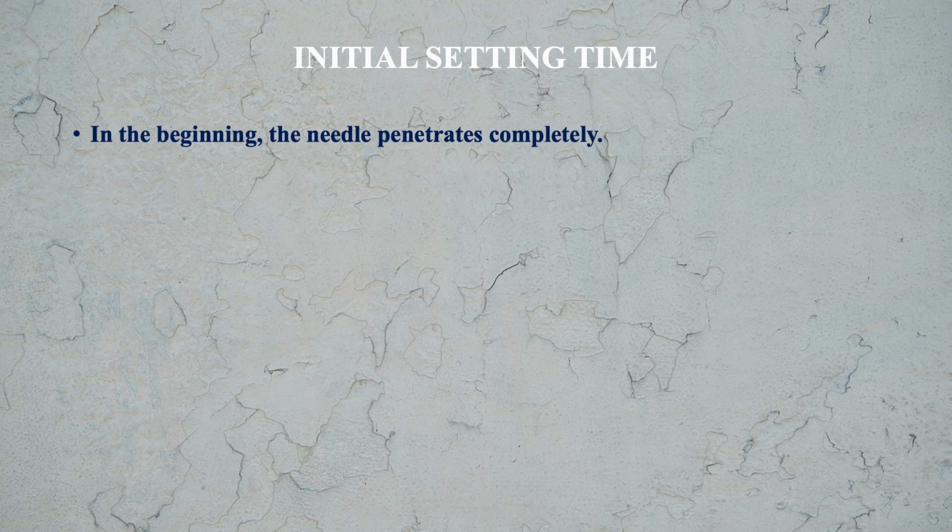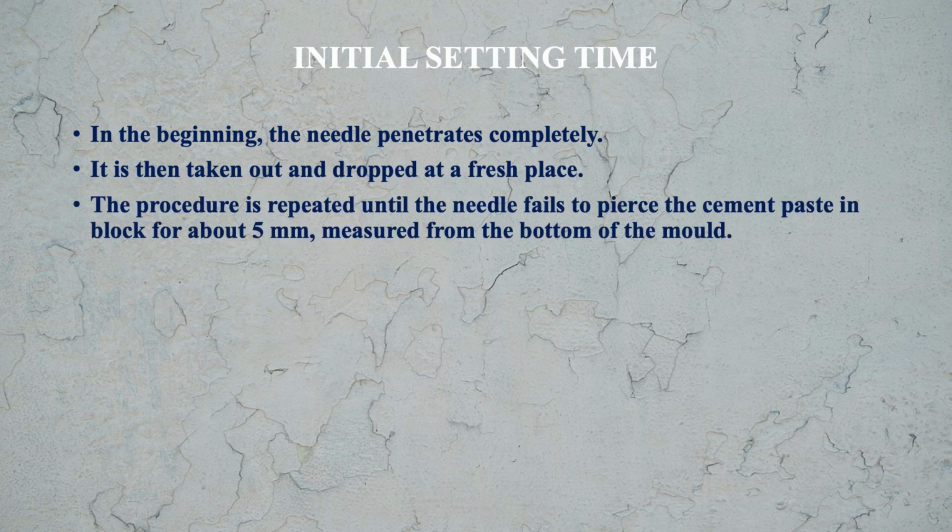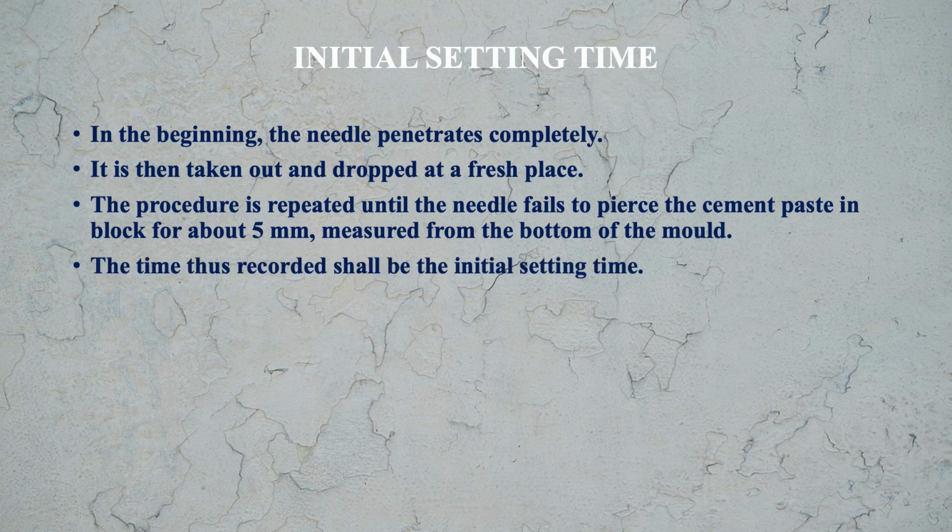In the beginning the needle penetrates completely, but as time goes on it is taken out and dropped at a fresh place in the same mold. Now you are changing the place. The procedure is repeated until the needle fails to pierce the cement paste in the block for about 5 mm, measured from the bottom of the mold. The time thus recorded shall be the initial setting time.